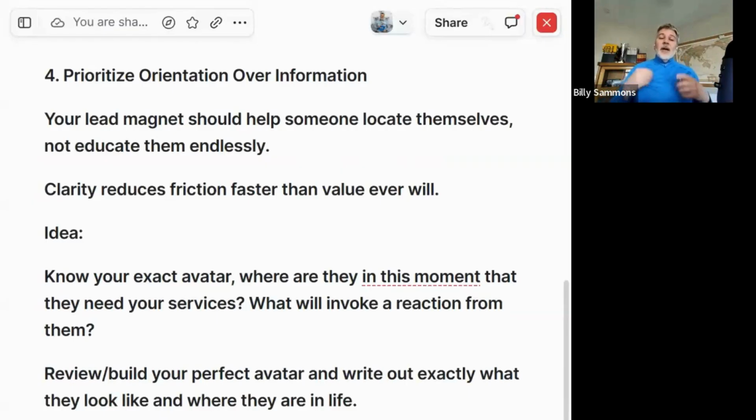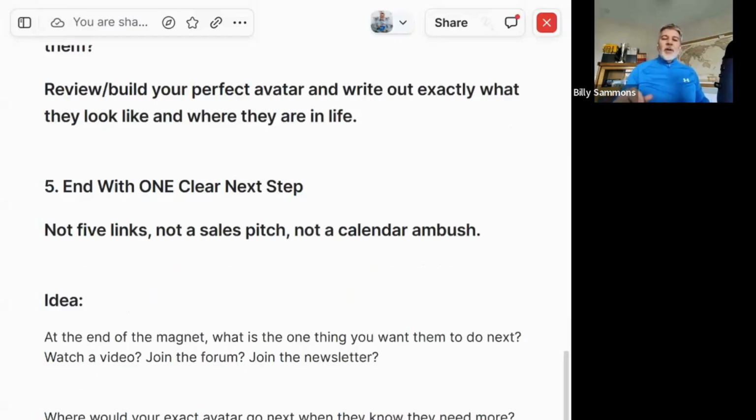Review your perfect avatar and write it out. Exactly who they are, what are they looking for, how does their day look, what's going on in the day in their life.